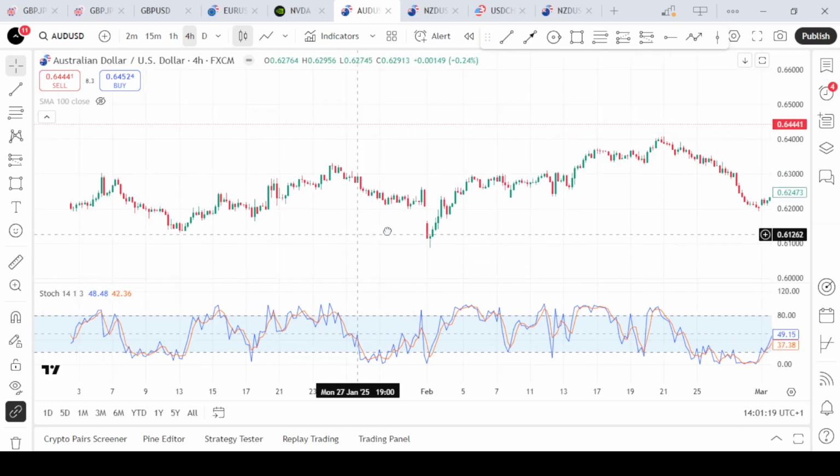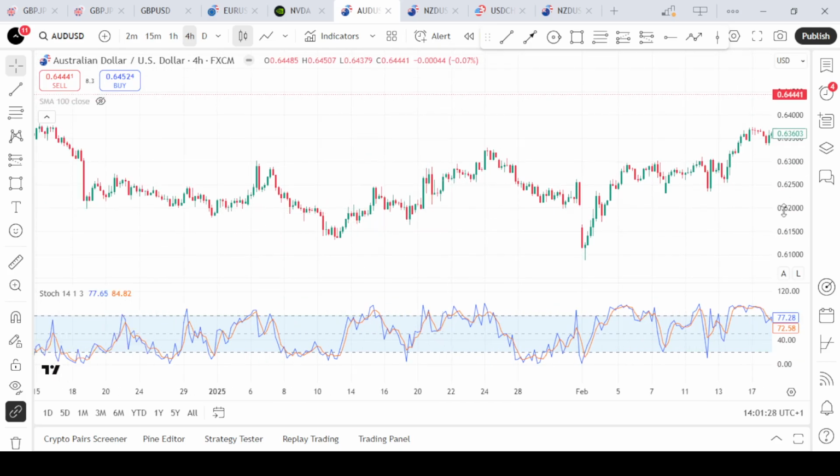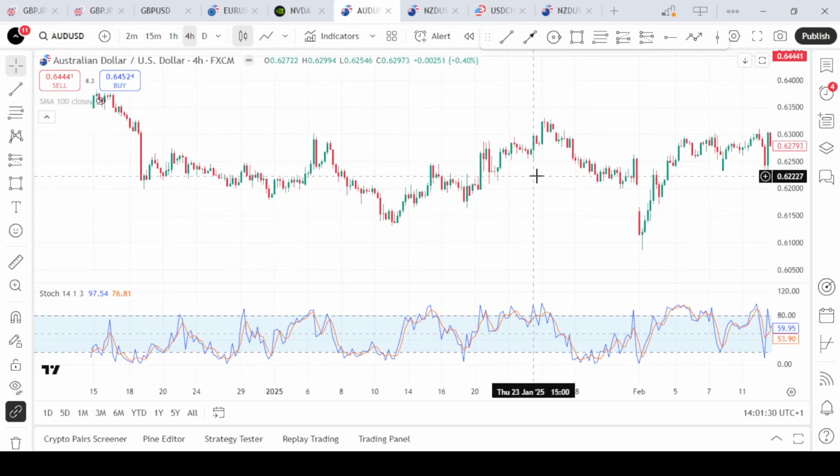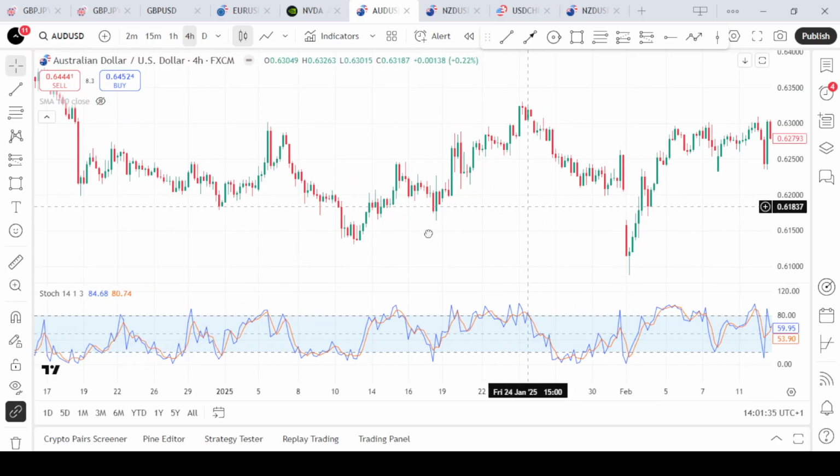Now let's see how we can incorporate this into our swing trading system. To incorporate the stochastic oscillator into our swing trading system, we have to follow a step-by-step process. The first step is to identify the market condition.